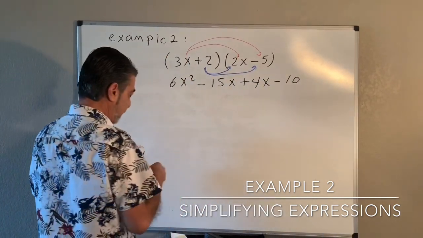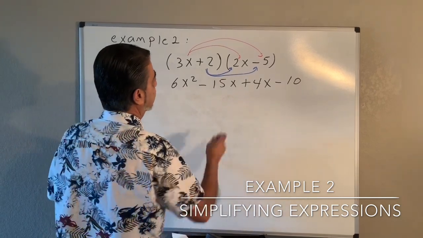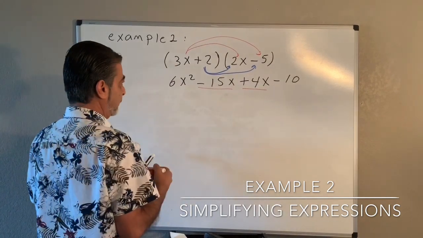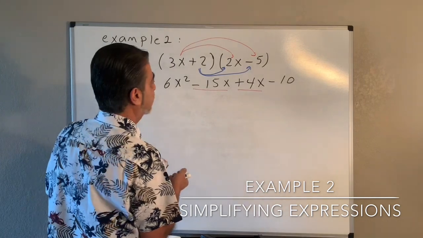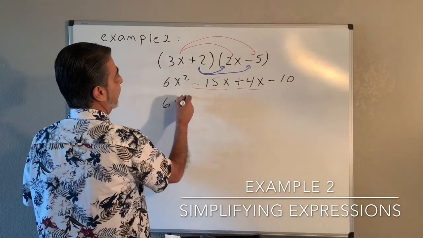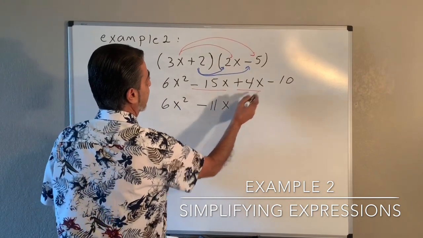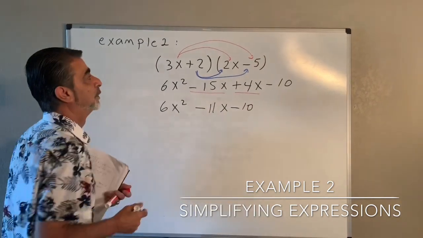Now you combine the like terms. We have two like terms. We have negative 15x and 4x. If you add them up, that's going to give you negative 11x. So you have 6x squared, and that's going to be negative 11x, and you bring down the negative 10, and that's how you do the FOIL method.